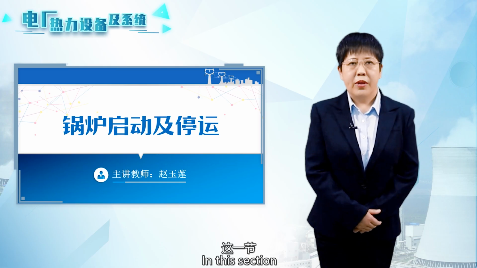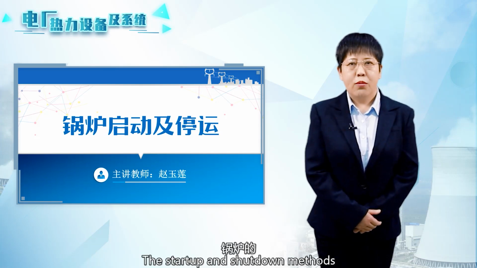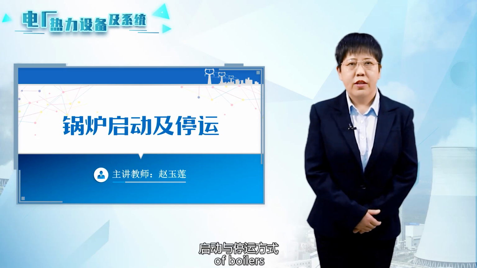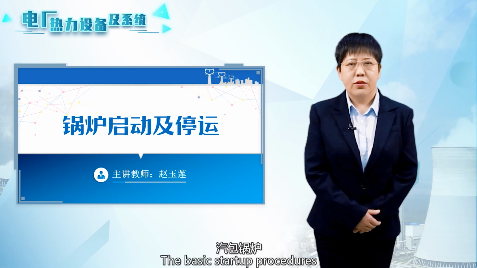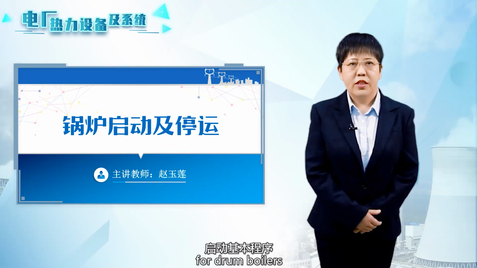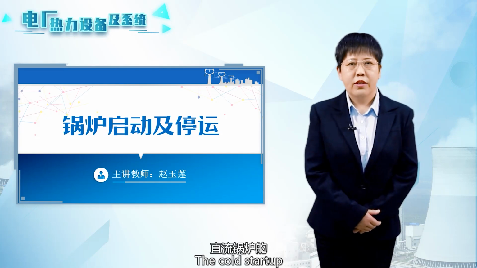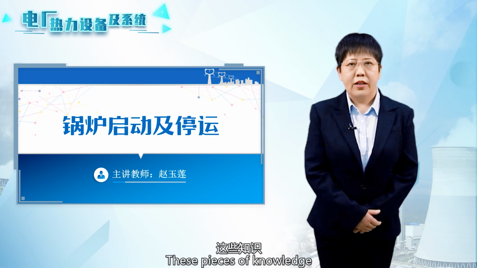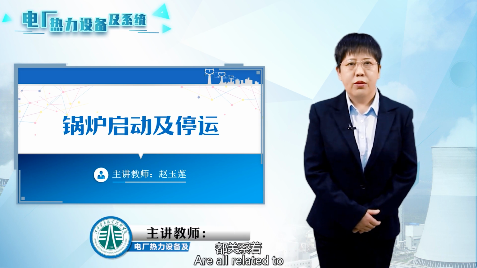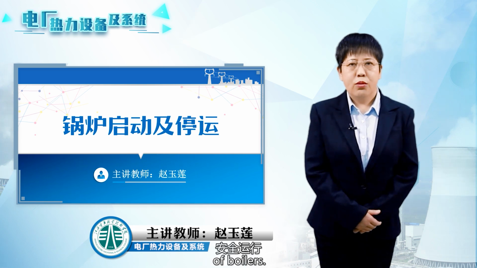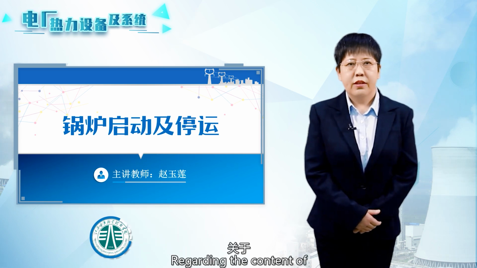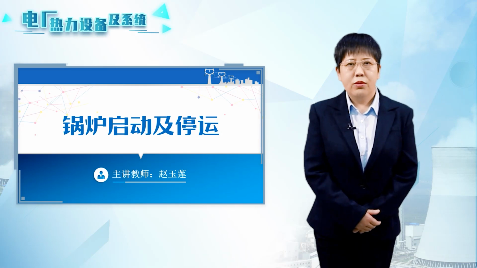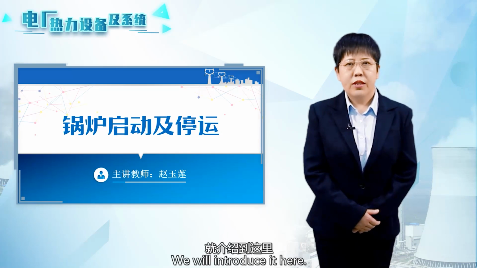Classmates, in this section, we have learned about the startup and shutdown methods of boilers, the basic startup procedures for drum boilers, the basic shutdown procedures for drum boilers, the cold startup of once-through boilers, and the shutdown of once-through boilers. These pieces of knowledge are all related to the safe operation of boilers. Today, regarding the content of boiler startup and shutdown, we will introduce it here.